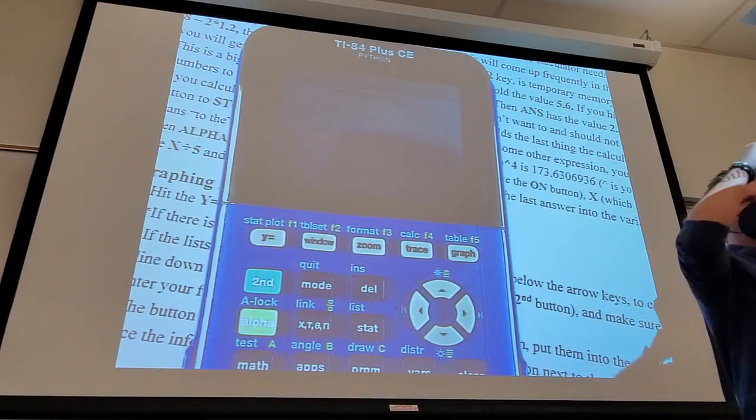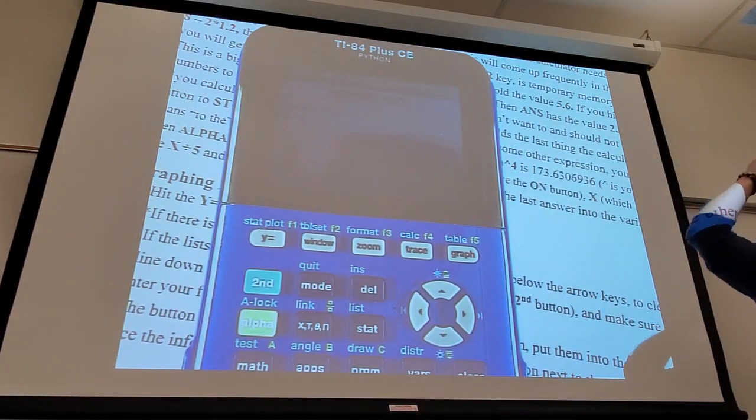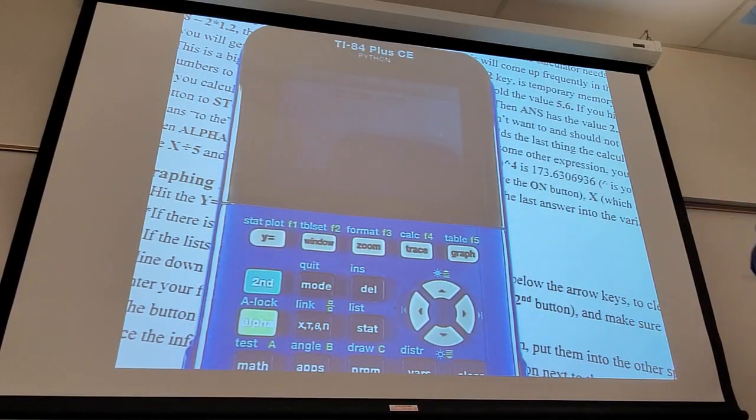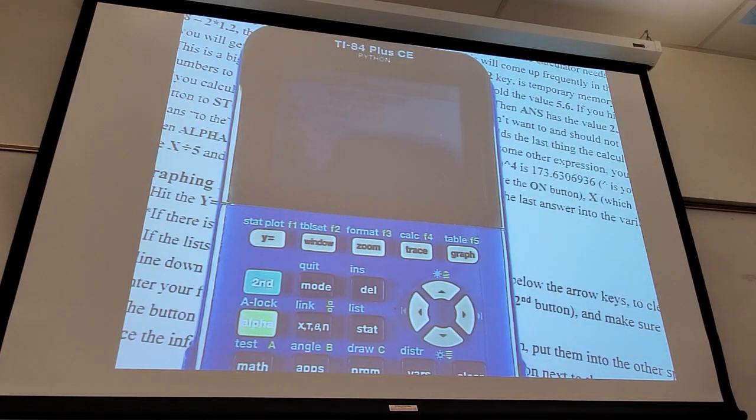Now there's another workshop happening later for factoring too, starting at 12. All my stats peeps, you guys don't have to worry about that.